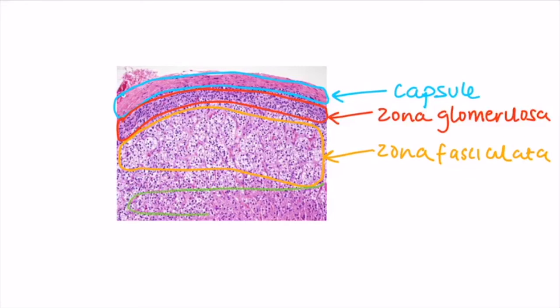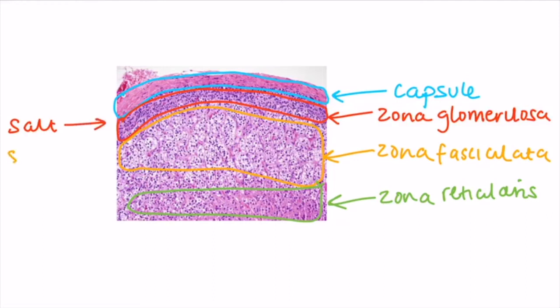The final region of the cortex is the zona reticularis. These cells tend to form an interconnected network and they secrete androgenic steroids. The classic mnemonic for zonal functions is salt, sugar, and sex.